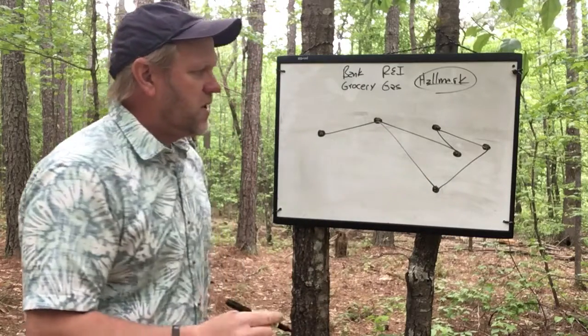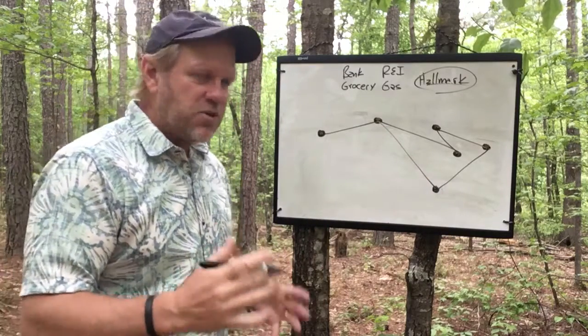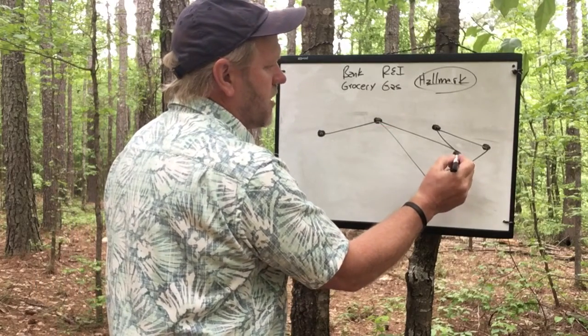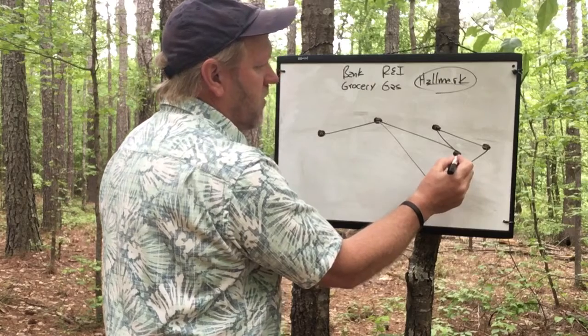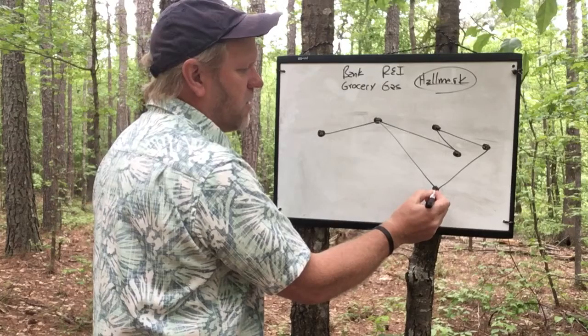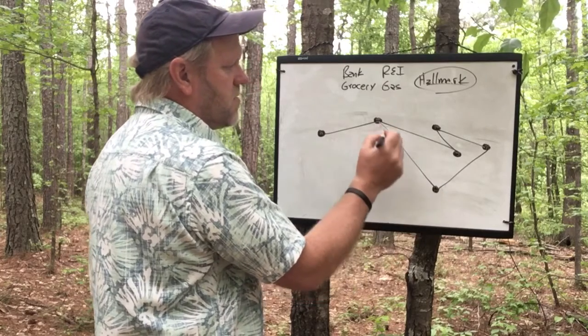Now I'm doing it this way because I think this is what's going to make the most sense. You see, I have to go to the bank first, so I am going to go to the bank. But then if I go ahead and fill up my tank and go to REI, if I can get from there back to Hallmark, I could then make it back home.